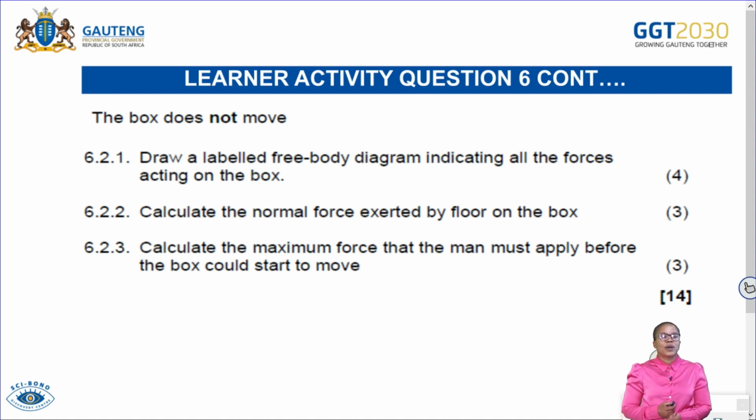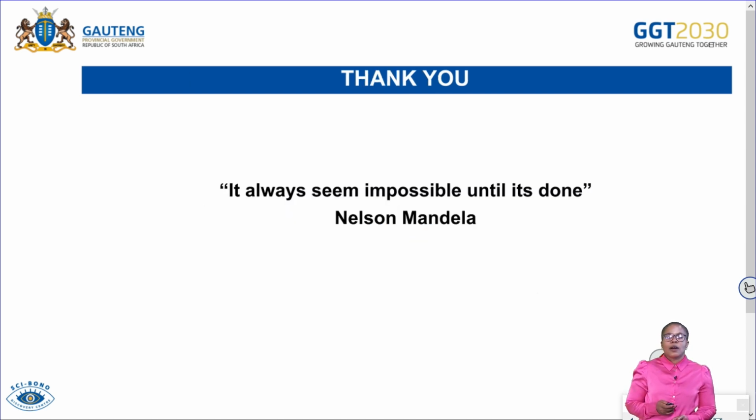6.2.1, draw a labelled free body diagram. All the time, for you to know how many forces are acting onto an object, there's got to be a free body diagram. So this is just very important. Calculate the normal force exerted by the floor on the box. Calculate the maximum force that the man must apply before the box could start moving. This is a nice one, and I know you'll enjoy all of them, just like we did today. So this is just a sum up of everything that we have done on mechanics.